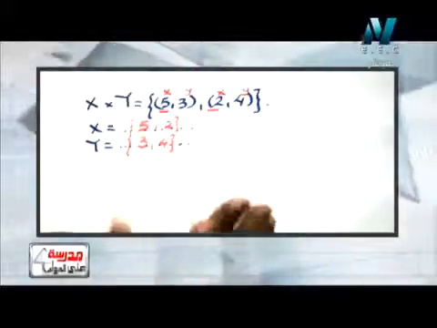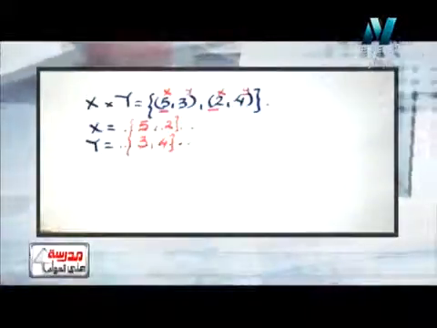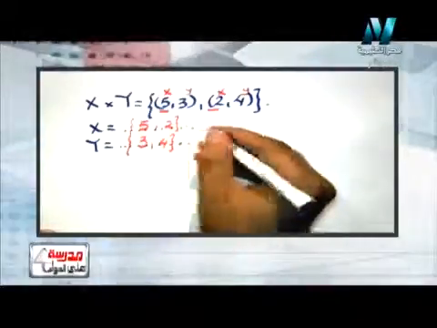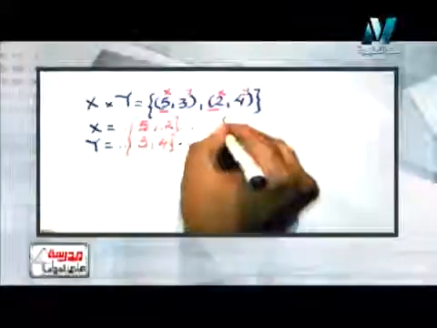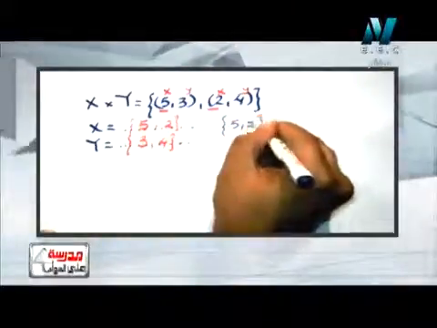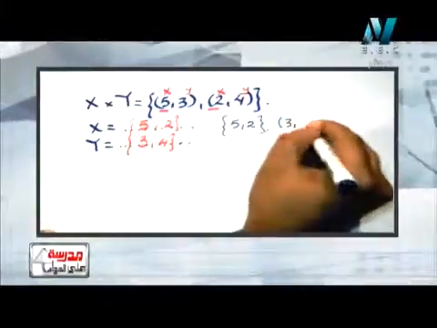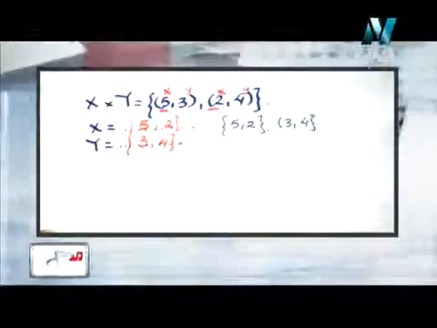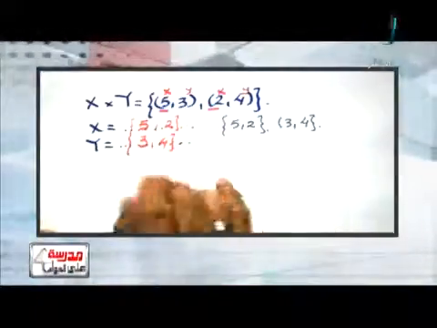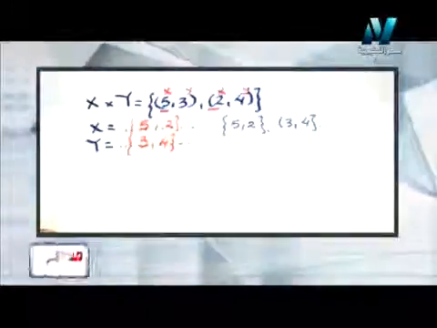You can check your answer by doing the opposite. How to do the opposite? It means if you have 2 sets, 5, 2 and 3, 4, now to find the answer, we can put here 5, 2 and 3, 4. Okay? But we have an important note here.